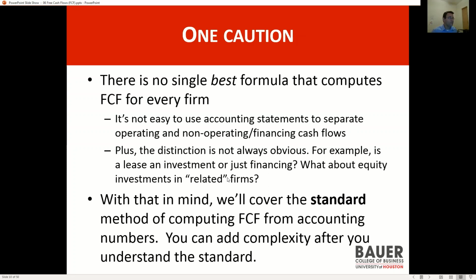What we're going to do is cover the standard, the baseline way to calculate free cash flows, and then as you progress in your career, depending on which industry you go through, you'll recognize that the free cash flows can be calculated in different ways. Sometimes you'll need extra pieces that we're not going to talk about today, just depending on the nature of the business. Okay, so as you go, you can add to it, but we're going to cover the baseline.